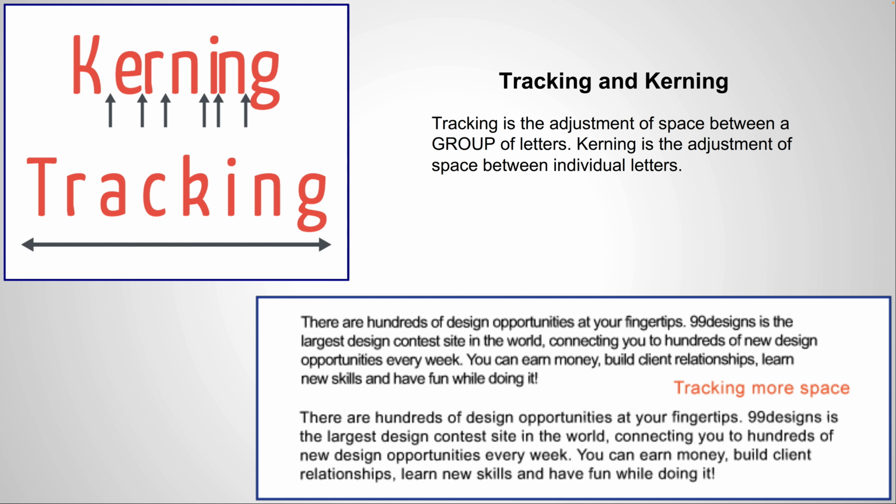Tracking and kerning. Tracking is, I should have started with kerning, but tracking is the overall space between multiple characters, right? Between a group of letters. So it's 3 or more. And you can adjust your tracking across an entire word or set of words, etc. Kerning is the actual space in between each glyph, right? And that's going to vary, right?